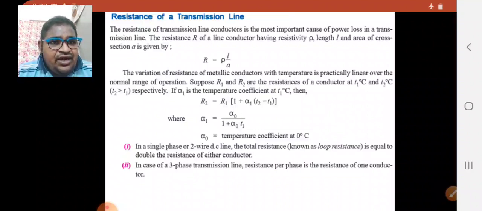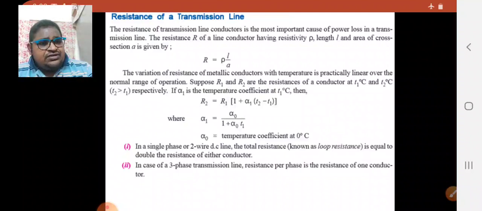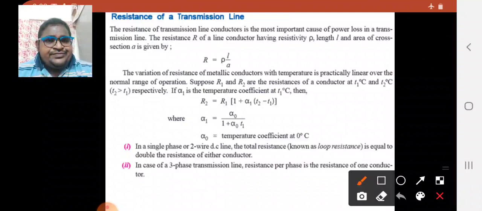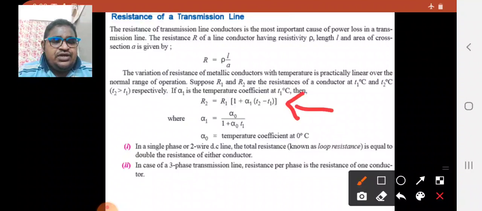The variation of resistance of metallic conductors with temperature is practically linear over the normal range of operation. Suppose R1, R2 are the resistances of the conductor at T1 degree centigrade and T2 degree centigrade. Let us assume T2 is greater than T1, and alpha 1 is the temperature coefficient of the same material at T1 degree centigrade. Then we can write R2 is equal to R1 into 1 plus alpha 1 into T2 minus T1.